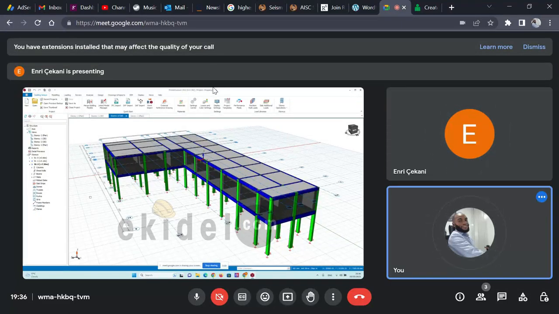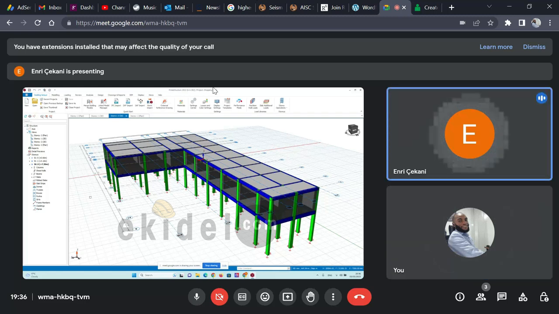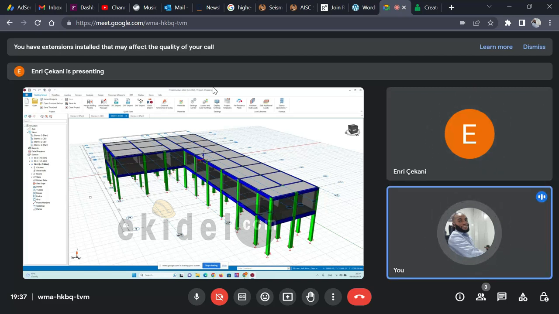This bi-diagonal reinforcement is done only on high ductility structures? Yes, only on high ductility. Most of the time we use DCH, the high ductility class. That's what we use mostly for design.